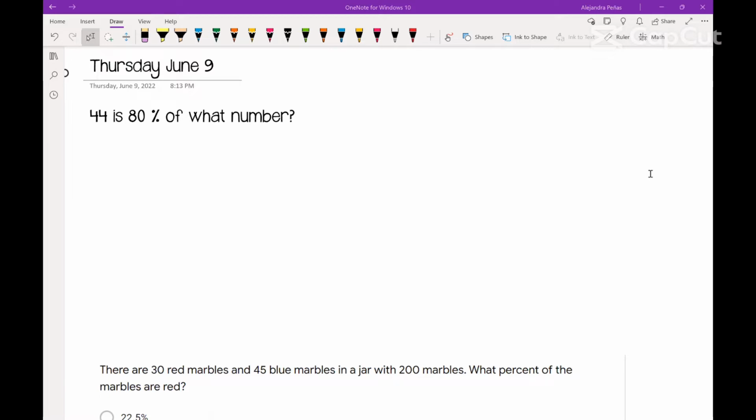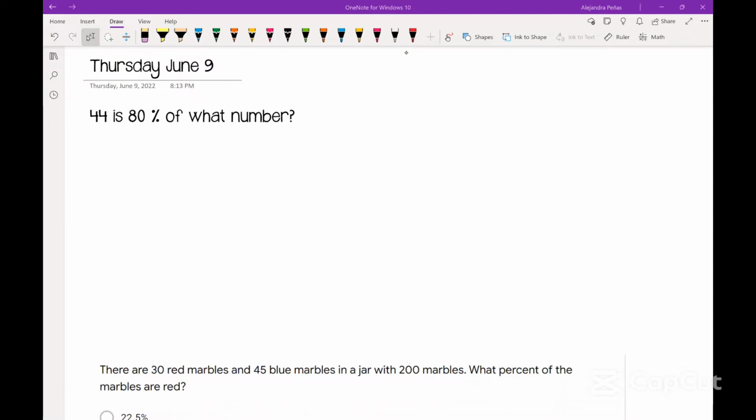All right, so the first question is a specific percent question that somebody gave me, and then another person asked for general percent problems, so I gathered a little bit of everywhere. In this first one, it says 44 is 80% of what number?